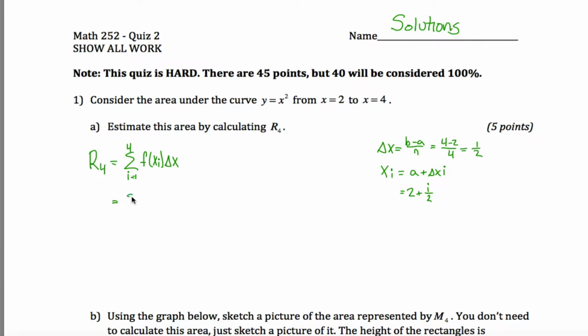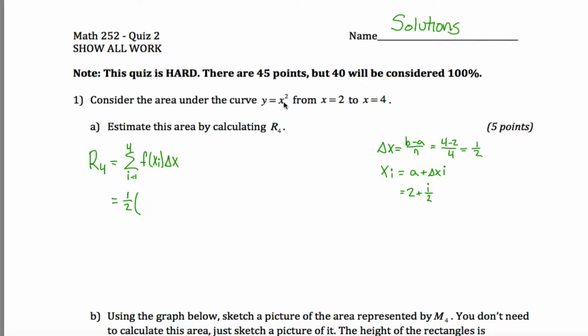So what you're trying to figure out is the sum from i equals 1 up to 4 of f of xi times delta x. So actually, I'm not even going to write this in summation notation. What I'm going to do is say every single term in this summation is going to have a delta x in it, so I can factor that out in front to get this 1/2. And then what I'll just figure out is what is each of the f of xi's.